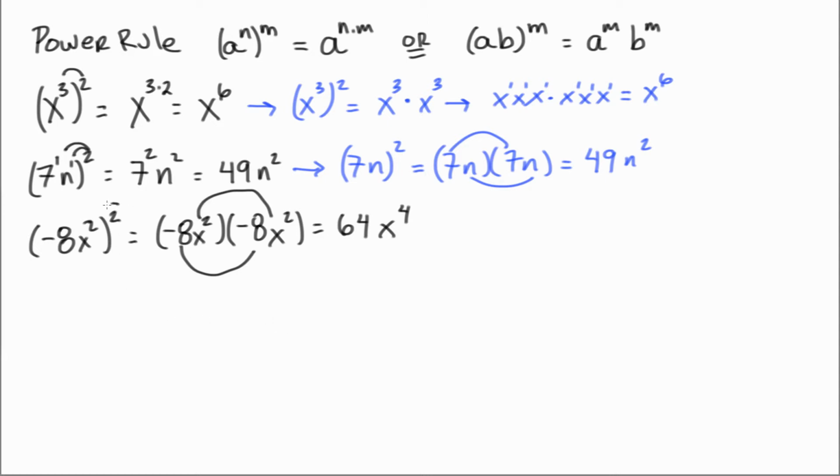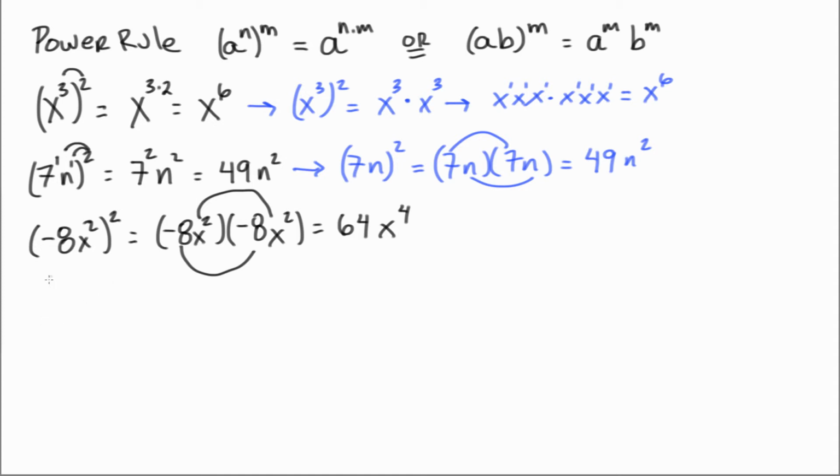This squared is telling me, hey, I got how many factors of negative 8x squared? 2 of them. Okay, so we got that out of the way.